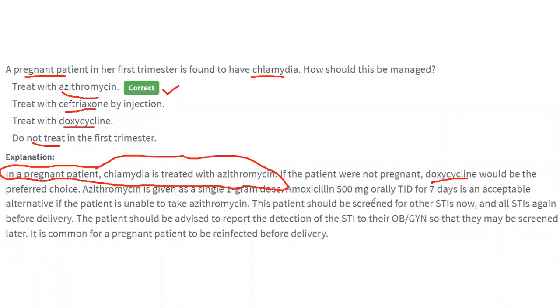This patient should be scanned for STI now. If STI is found again before delivery, the patient should be advised to report it to the OBGYN so that she may be scanned later. It is common for pregnant patients to be reinfected before delivery. So what do we learn from here? We learn if the mother is pregnant, she needs erythromycin for chlamydia. If non-pregnant, doxycycline.